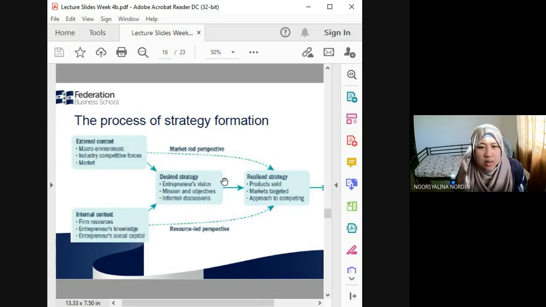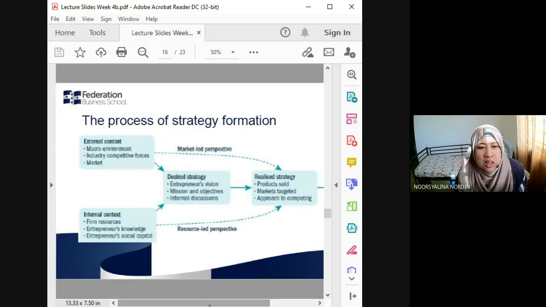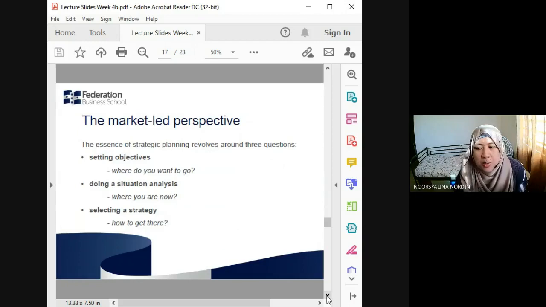And then desired strategy, what is the entrepreneur's vision, the future goal on that. And then mission and objective, and also informal discussion. Informal discussion, I'm most probably saying that it's like brainstorming. You give some idea, through some idea what we can proceed. And they have market-led perspective and resource-led perspective. And realized strategy, they have the product sold, market targeted, approach to competing, and venture performance. So this is one of the model of the theory.